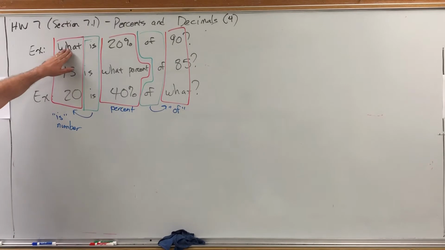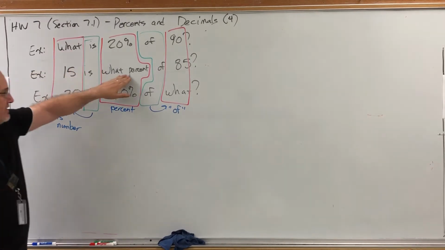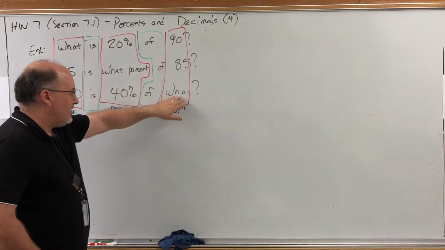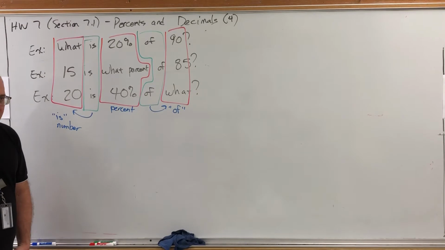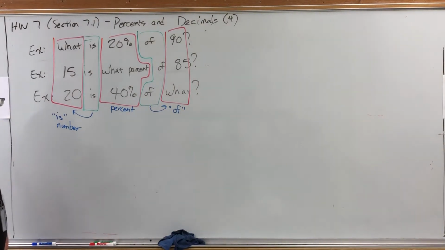In this case, the is number is missing. In this case, the percent is missing. And in this case, the of number is missing. Now, there's a lot of ways that I've seen to set these up. Some are strictly algebraic. Some are gimmicky and picture-oriented. I'm going to show you one that kind of looks like cross-multiplying.